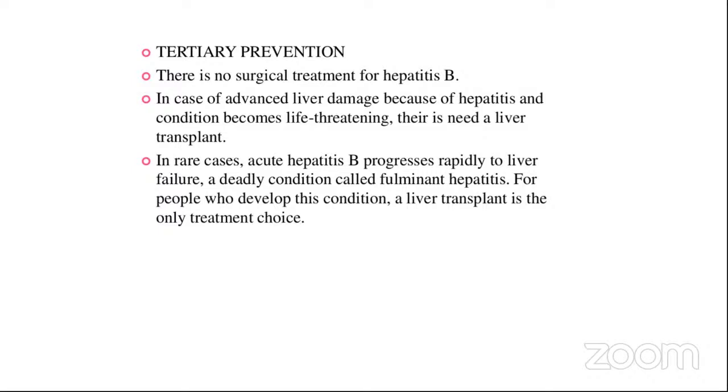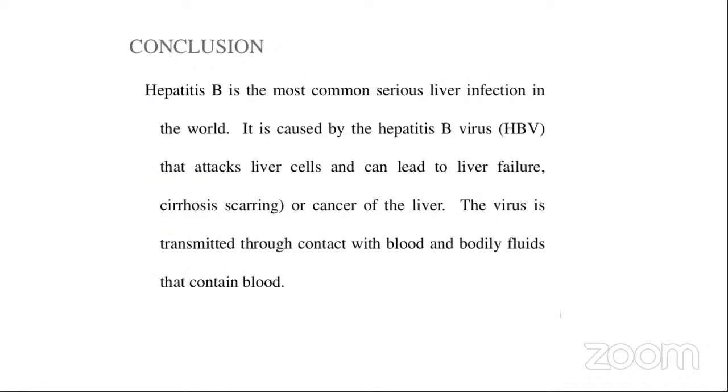So you cannot remove part of the liver and all that. No surgical treatment has been developed yet. So in advanced liver damage because of hepatitis, when the condition becomes life threatening, there is a need for a liver transplant. So in tertiary prevention we can do a liver transplant. Okay, in this way we can protect our body.